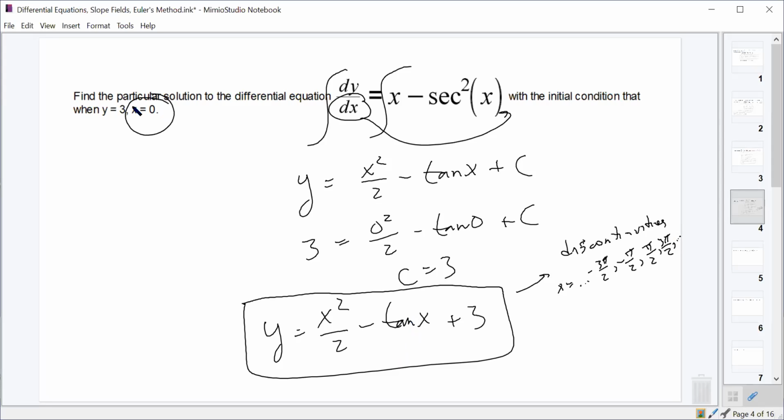So between which two asymptotes does x equals 0 fall? This should be the easiest question that I've asked you all year. Between which of these numbers does x equal 0 fall? Between negative pi over 2 and pi over 2. Yeah, because one is negative and the other is positive. And so we're only guaranteed that this solution is valid on this interval.